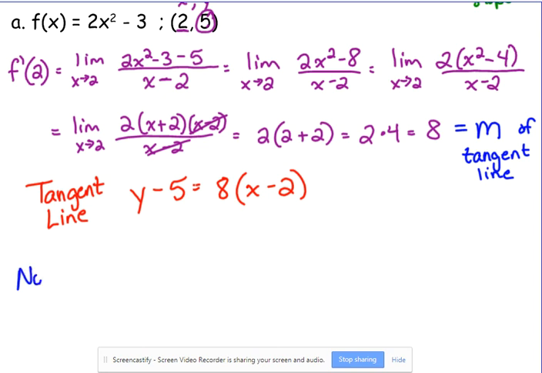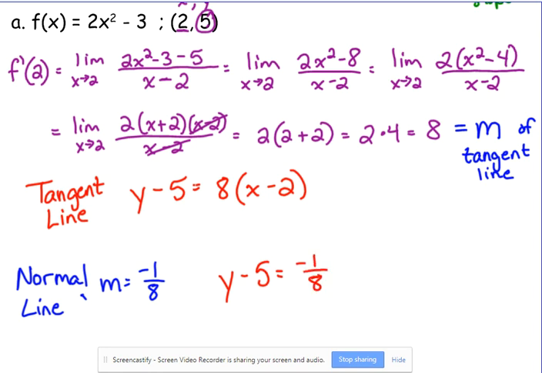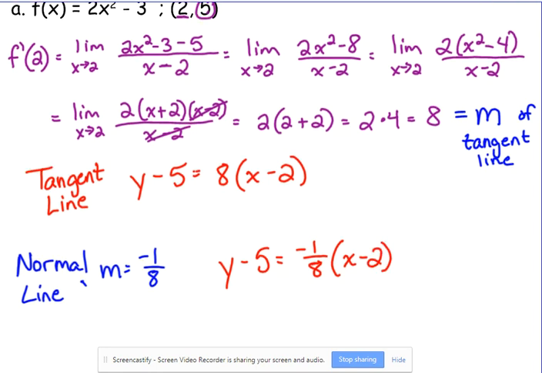Okay, so the normal line slope, we don't have to really calculate anything else. We just need to do the opposite reciprocal. So if that was 8, then the normal line slope is negative 1 over 8. So the equation of the normal line is y minus 5 is equal to negative 1 over 8 times x minus 2. So let's put these in slope-intercept form.